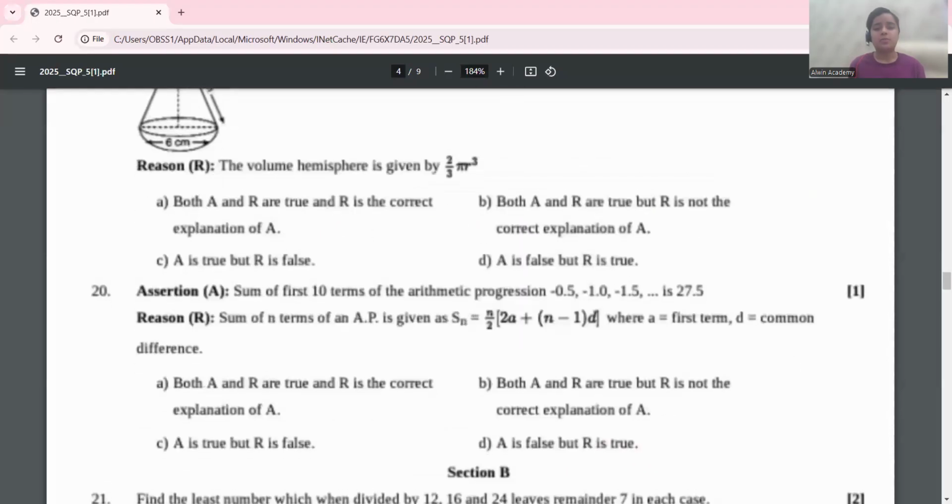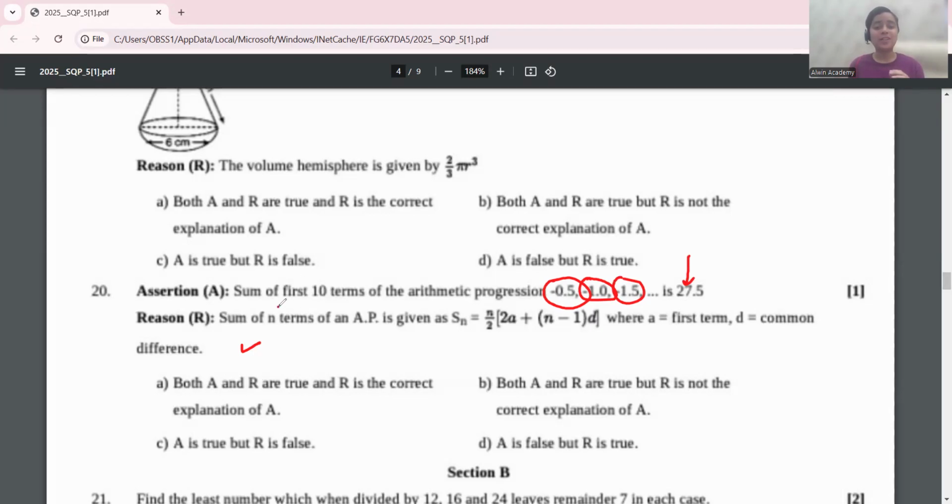Sum of first 10 terms of the AP is this. And the sum of n terms of an AP is given by this formula, which is correct. A is first term, D is common difference. Sum of n terms formula statement reason is correct. Now, when we look at the assertion, if we look carefully, this is a negative number, this is a negative number, this is a negative number, and the negative numbers are increasing. So, anywhere in this particular AP ahead, we will only have negative numbers. If you sum any amount of negative numbers, it is not possible for you to get a positive number.